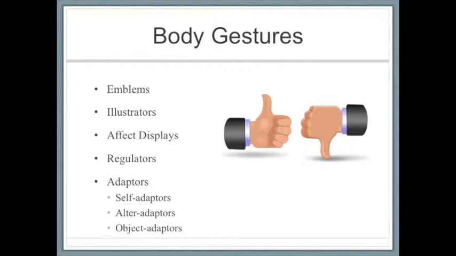So before, when I used the example of the timeout, so when you use a timeout gesture instead of saying timeout, that becomes an emblem. When we talk about illustrators, we could be talking more about, the fish is this big. Okay, so my hands are illustrating what my words are saying. Effect displays are nonverbal gestures that display emotions. Again, mainly this is going to happen through the face. Okay, these are going to be facial expressions.